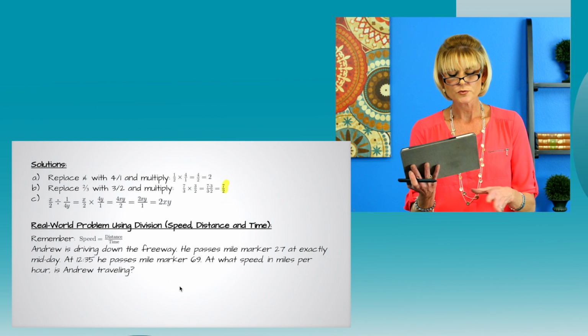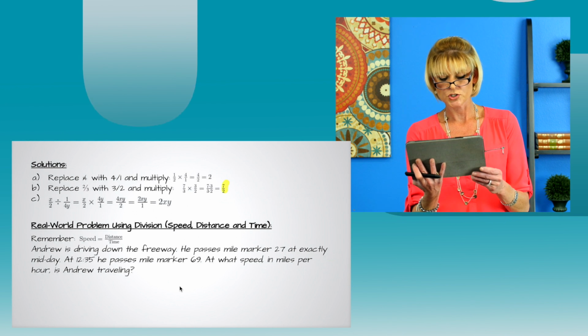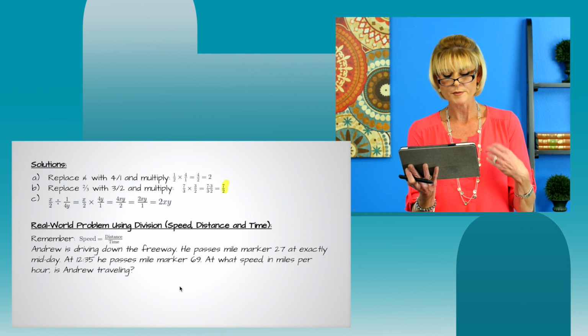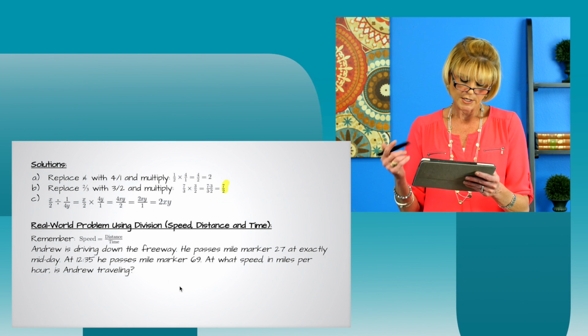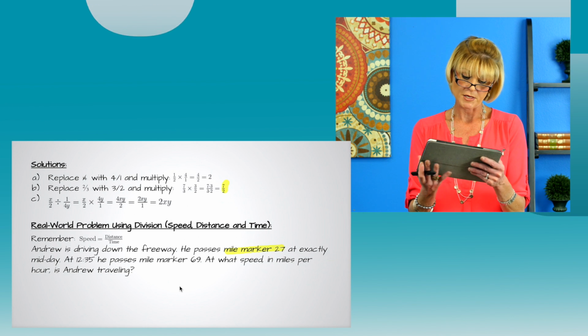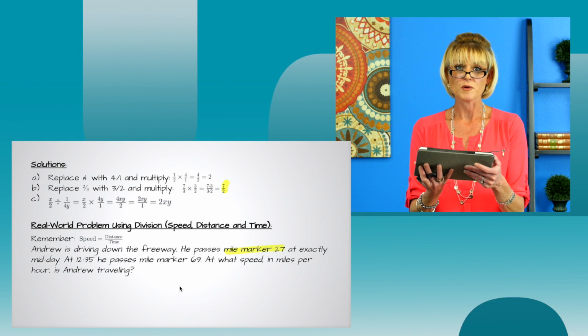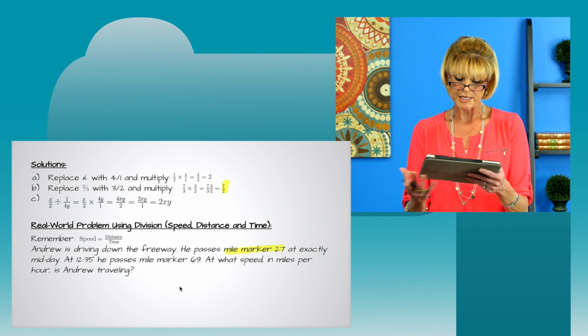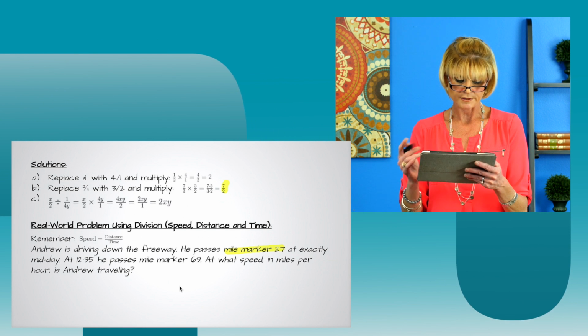Last one. Let's look at a real-world problem using division, including speed, distance, and time. Remember, speed equals distance over time. So Andrew's driving down the freeway. He passes mile marker 27 at exactly midday. At 12:35, he passes mile marker 69. At what speed in miles per hour is Andrew traveling?